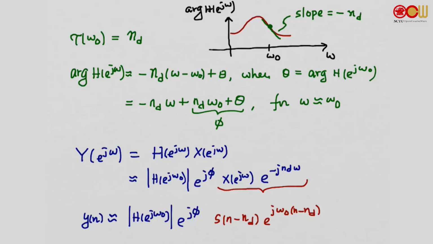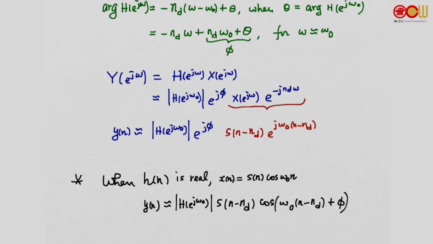So what is the role of group delay? When we apply a narrowband signal like this, the narrowband signal will get shifted by nd samples. That's why, in the definition of the group delay, the unit is samples. When a narrowband signal is passed through an LTI system, it will get delayed by nd. And there's also a constant term equal to the magnitude of H and e^(j phi).